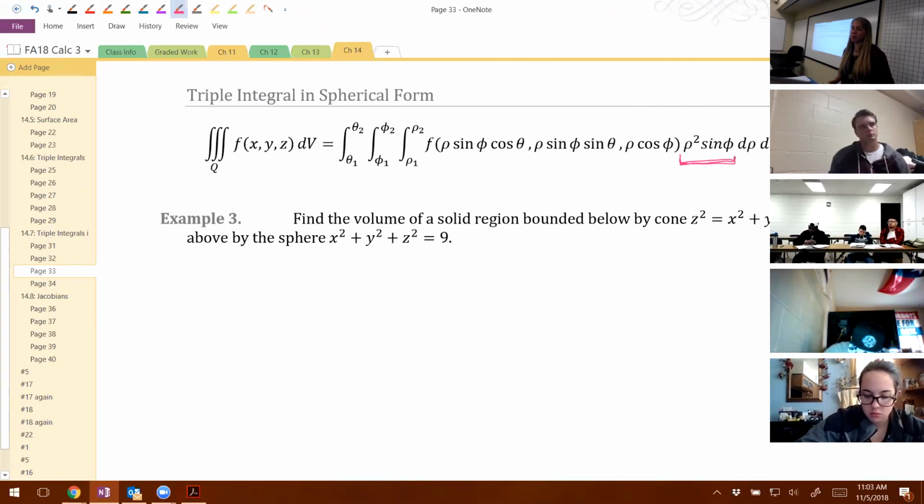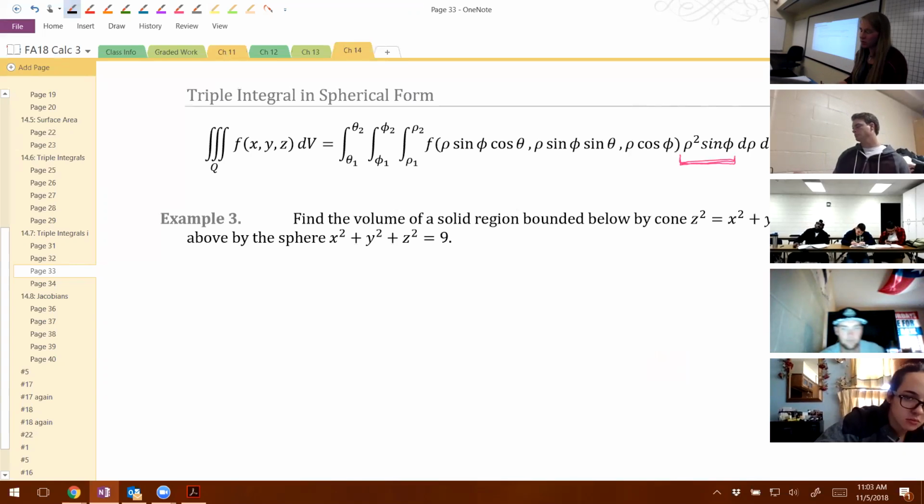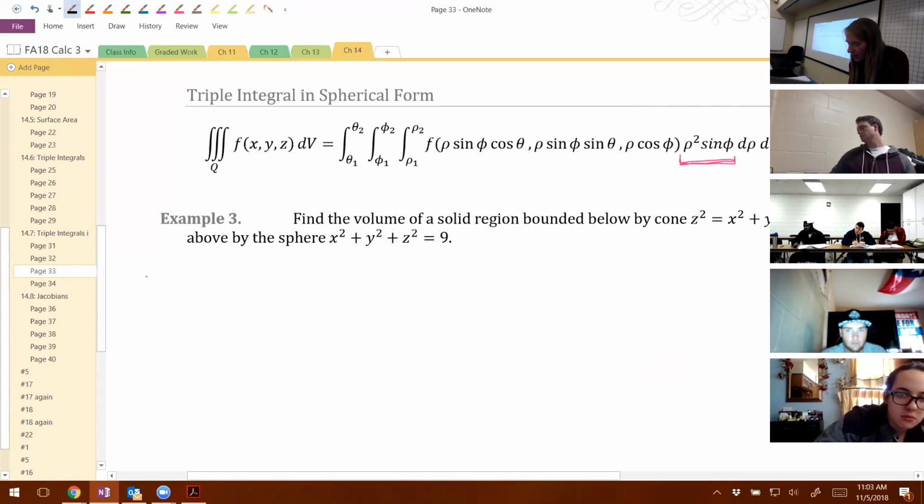Okay. So example 3, find the volume of a solid region bounded below by the cone and above by the sphere. So we've got a cone on the bottom portion of this, sphere on the top, kind of like a little ice cream cone. That's what we're looking at here. The reason this works out nicely to use spherical coordinates is both these shapes simplify down really nicely in spherical coordinates too. So let's take a look at that first.